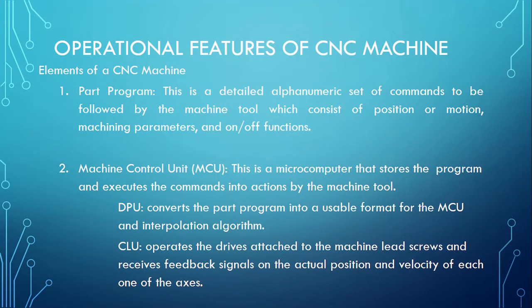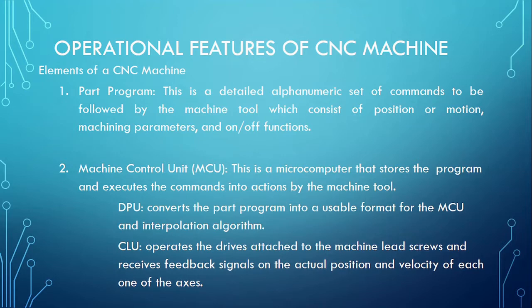The elements of a CNC machine. The first element is the part program, which we have talked about repeatedly. Now, the part program is a detailed alphanumeric set of commands to be followed by the machine tool, which consists of positions or motions, machining parameters, and on or off functions.